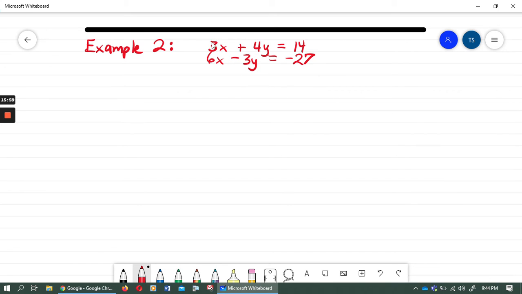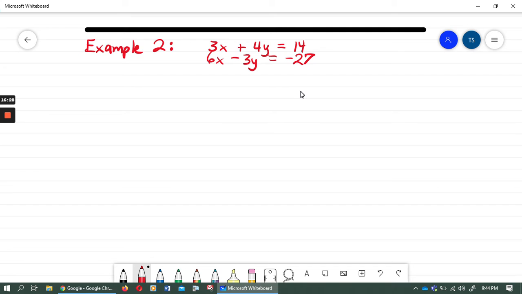Well, in the first example that we looked at with solving using the elimination method, the coefficients of one of the variables were opposites or additive inverses. So in that first example, the coefficients of one of the variables were technically the same number, but with different signs. We don't have that with this example.